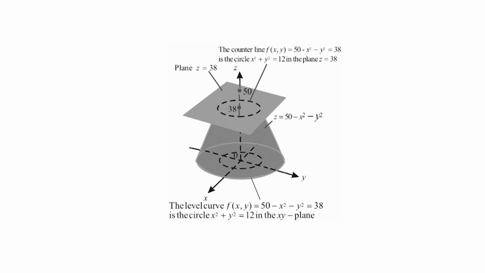Figure shows the contour line f of x y is equal to 38 on the surface z is equal to 50 minus x square minus y square defined by the function f of x y is equal to 50 minus x square minus y square. The contour line lies directly above the circle x square plus y square is equal to 12, which is the level curve f of x y is equal to 38 in the function's domain.